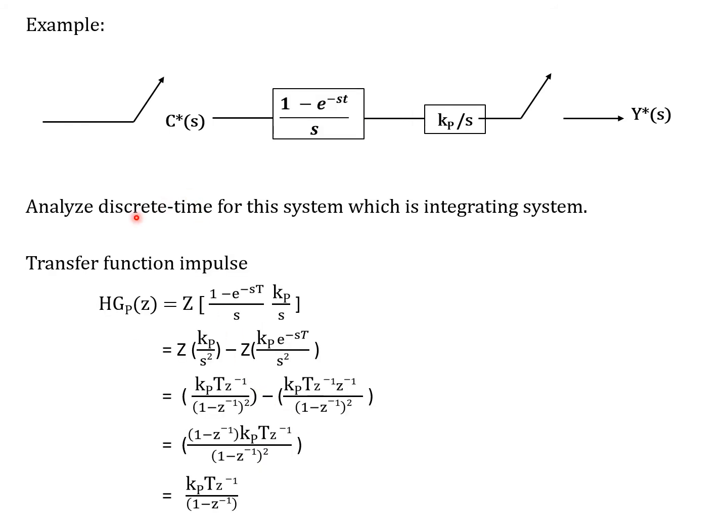So for an example, if you have a first order system with a ramp, we just combine them and do it separately, the K Pos squared and the K Pos one. Then get the Z transformation. This is the Z transformation from the table. Combine them and you get a simplified Z transformation of H Gp, I mean H times Gp, and take the transformation.